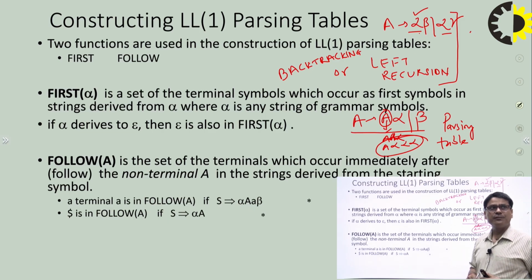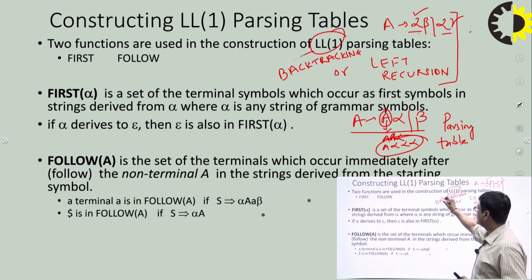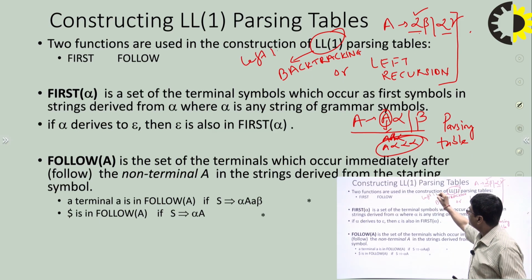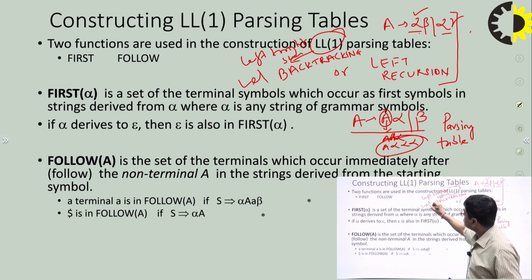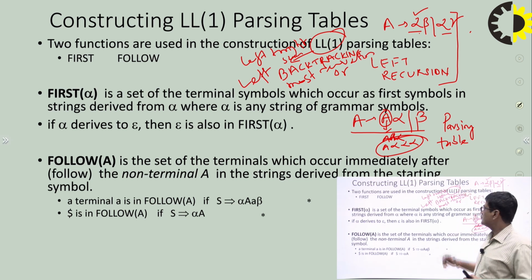So there are two functions involved to construct the parsing table for the predictive parser. We can also call it the LL1 parser, because in the top-down parser we use this LL term. The first L stands for left-to-right scan, and the second L stands for leftmost derivation, with a single-length alphabet. This one denotes that at a time you process just one-length string, one particular alphabet, not more than that. So two functions are used in the construction of the LL1 parsing table.